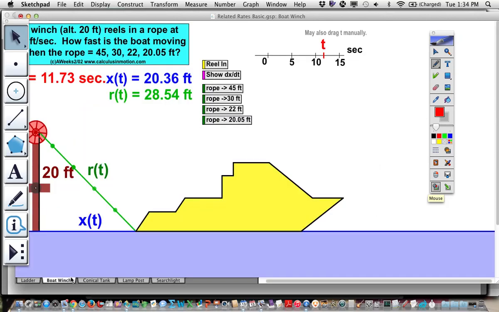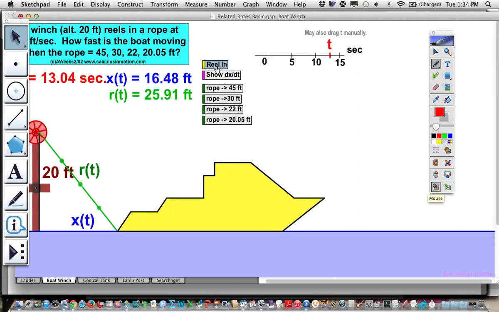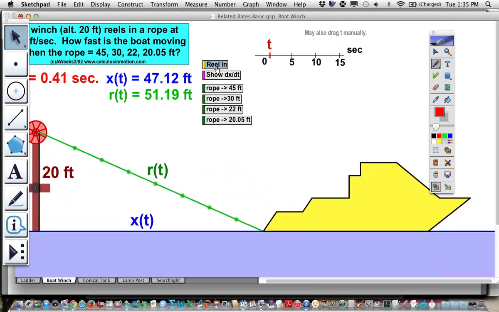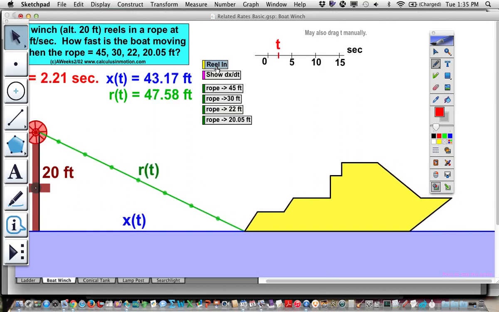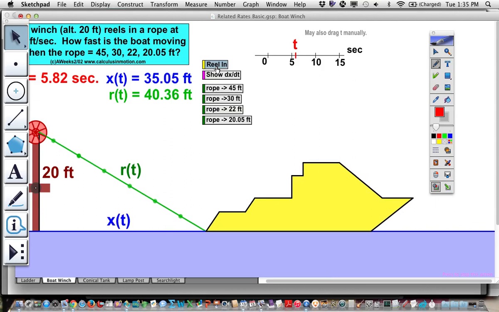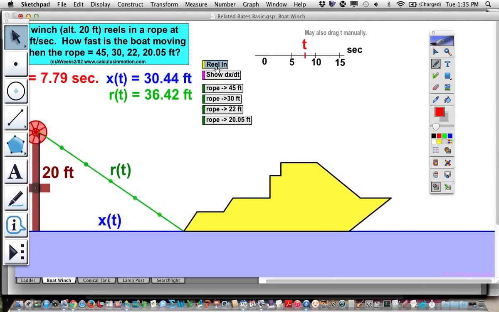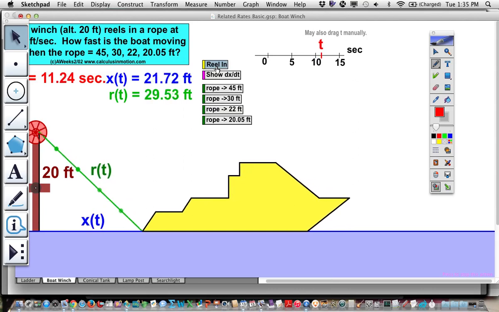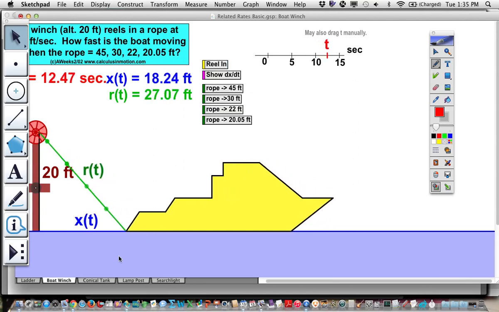Okay, here'd be another one. We got a boat being reeled in. Okay, so here's the rope. So the length of that is changing. The distance the boat is from the dock is changing. But this wouldn't be changing, right? But again, we'd have another Pythagorean theorem kind of problem. So that would be the equation we would set up.